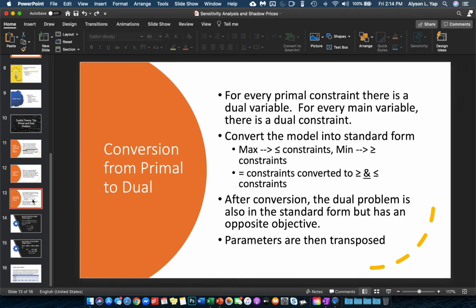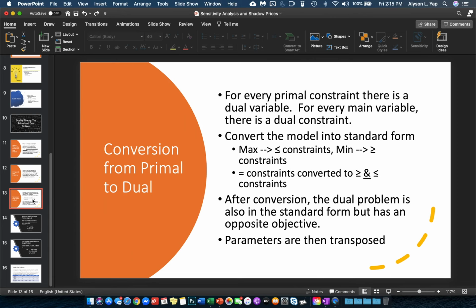Now, in order to get the dual model, the first thing you have to do is to standardize your primal problem. And what do we mean by standardize? As we know, there are two kinds of objective in every linear programming model. It's either you maximize some benefit function or you minimize some cost function. Now, if your objective is to maximize, the first thing that you have to do is to convert all your constraints into less than or equal to constraints. What do we mean by that?